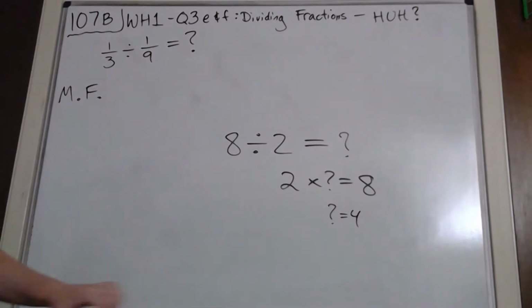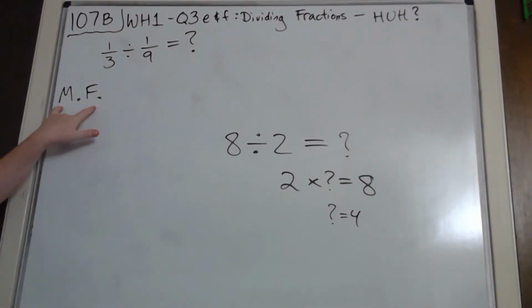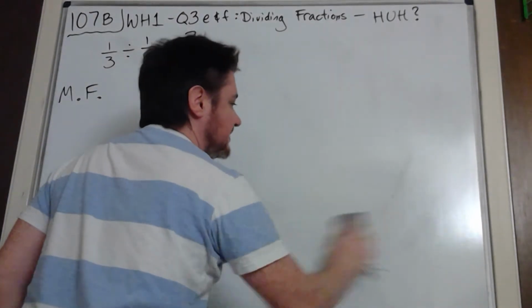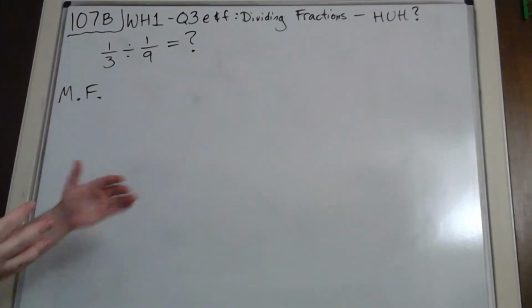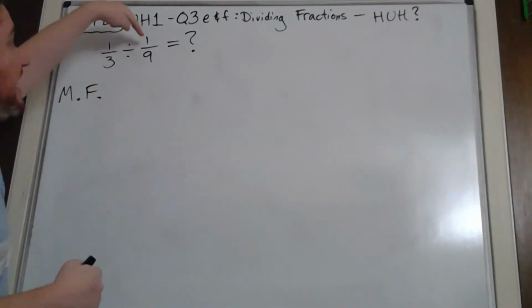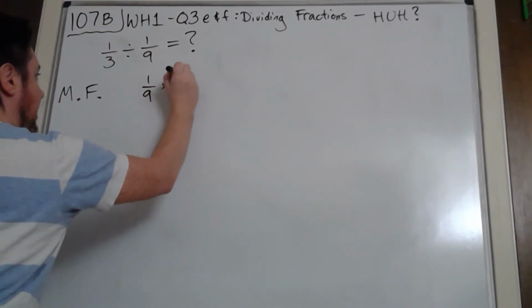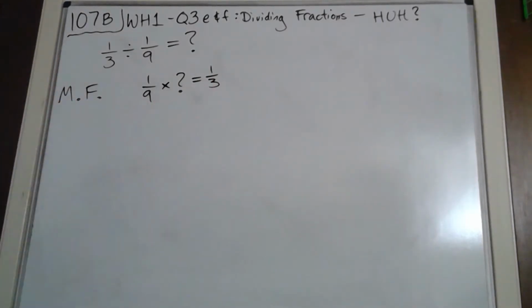There we go. Okay. So that's the idea here: I want to take this division problem and apply missing factor, our good old 107A definition of division. So that's still going to hold up. And that definition is still going to hold up. We're just doing it in the context of fractions right here. So I always drop down vertical right here. So this says 1/9 times something is equal to 1/3.